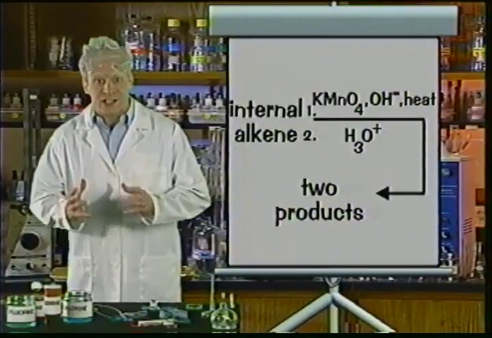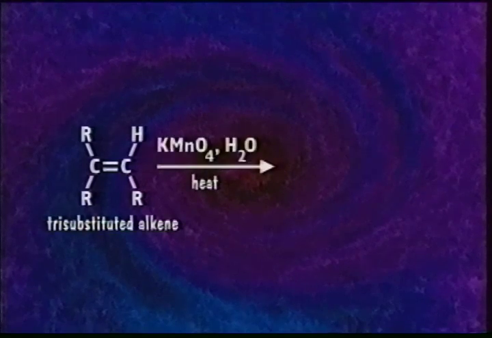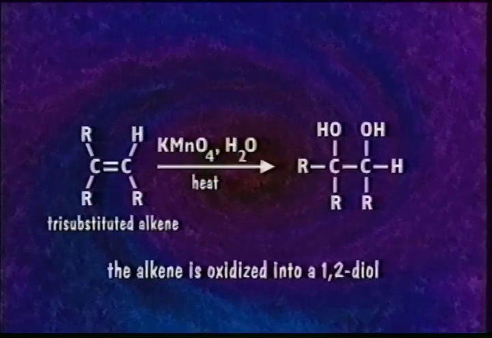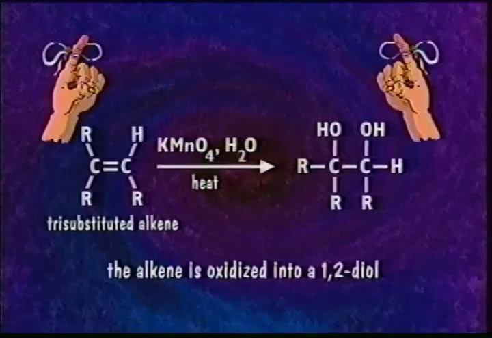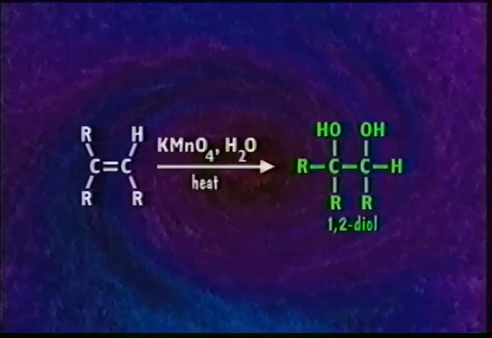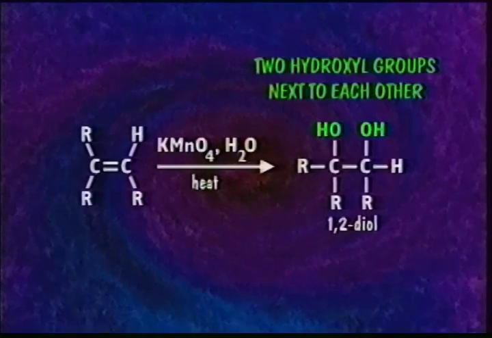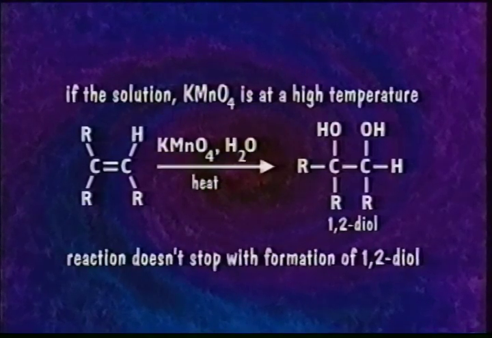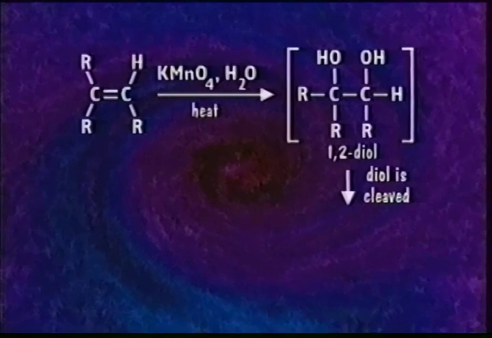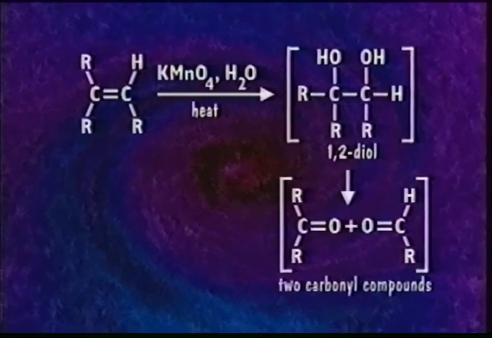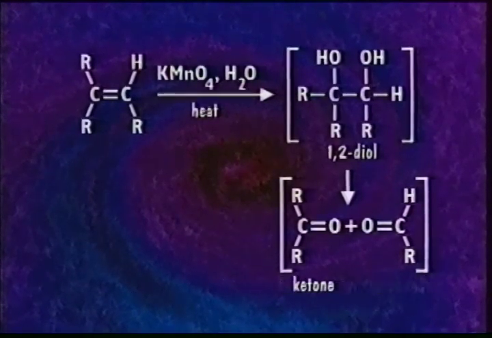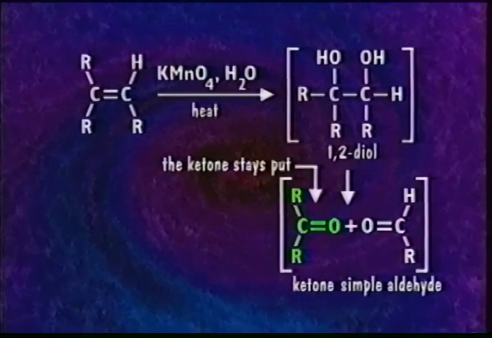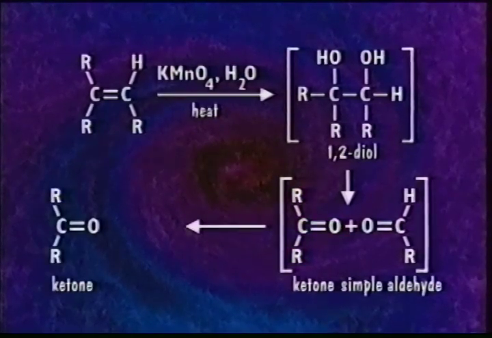Let's start with an internal alkene. You've got a tri-substituted alkene and you treat it with hot potassium permanganate. The alkene is oxidized into a 1,2-diol. Remember those? A 1,2-diol is a molecule with two hydroxyl groups next to each other. Anyway, if the potassium permanganate solution is at a high temperature, the reaction doesn't stop with the formation of the diol. Instead, the diol is cleaved, and the products of the cleavage are two carbonyl compounds, a ketone and a simple aldehyde. The ketone stays put, so that's one of our products.